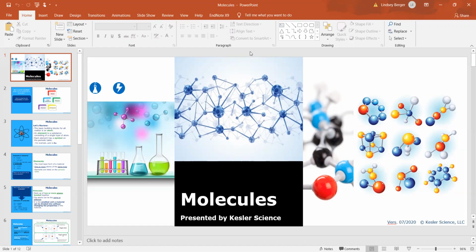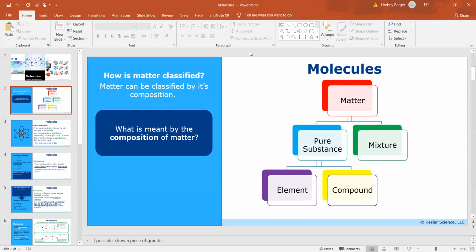So today we're going to talk about molecules. Last week we talked about atoms. Remember, those are basically the fundamental units of matter. Matter can be classified as a pure substance or a mixture. Mixtures are going to have more than one type of atom in them, and a pure substance is going to have just the one substance in it.